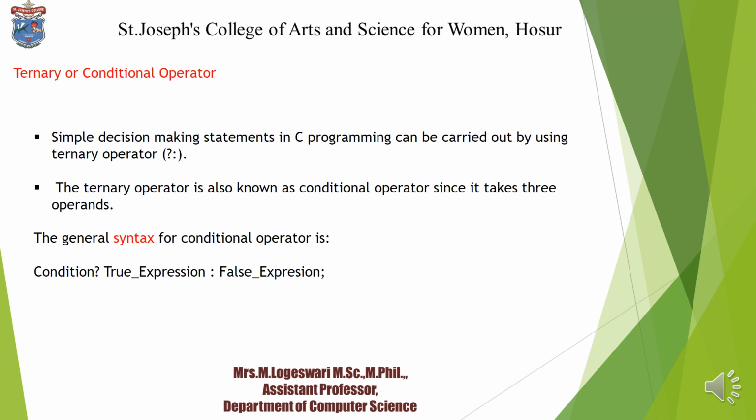Next, ternary operators. The ternary operator is a decision-making statement in C. The ternary operator symbol is a question mark with a colon. Another name for the ternary operator is the conditional operator. The syntax is: condition ? true expression : false expression.